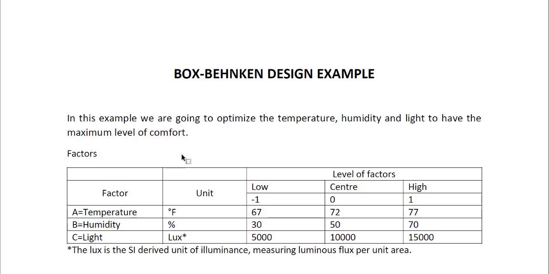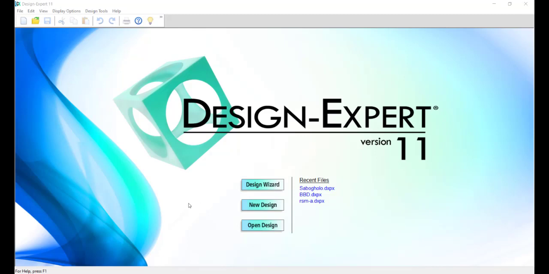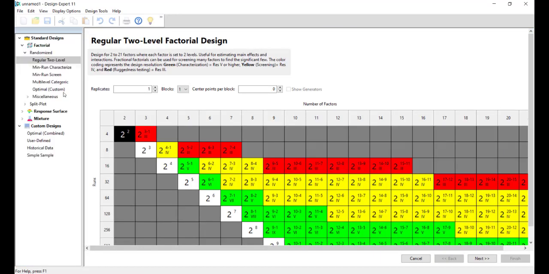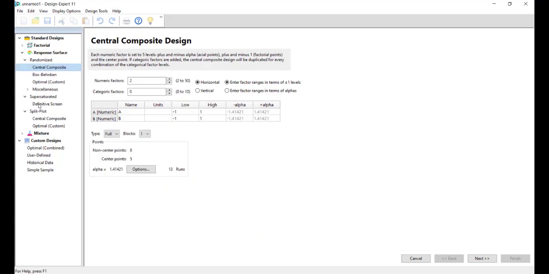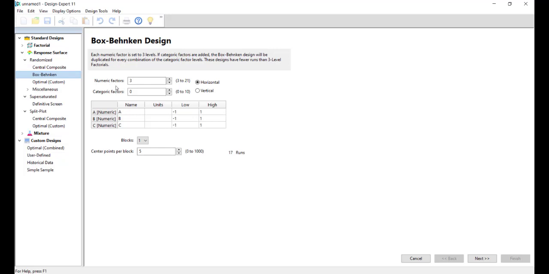Let's go to the Design Expert software and see how we can find the different runs and levels for each one of these factors, like the combination of the levels for each run. Okay, now we are in the Design Expert software. As you know, we need to start a new design. Then we will go to the response surface category in the software, and we find the Box-Behnken design.